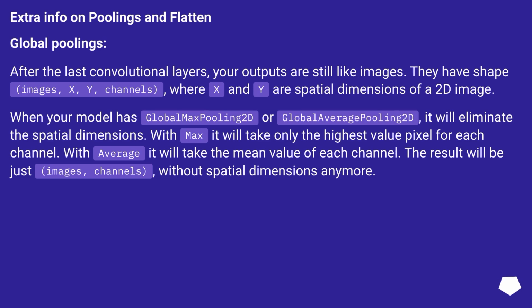Extra info on poolings and flatten. Global poolings. After the last convolutional layers, your outputs are still like images. They have shape (images, X, Y, channels), where X and Y are spatial dimensions of a 2D image. When your model has GlobalMaxPooling2D or GlobalAveragePooling2D, it will eliminate the spatial dimensions. With max it will take only the highest value pixel for each channel. With average it will take the mean value of each channel. The result will be just (images, channels), without spatial dimensions anymore.